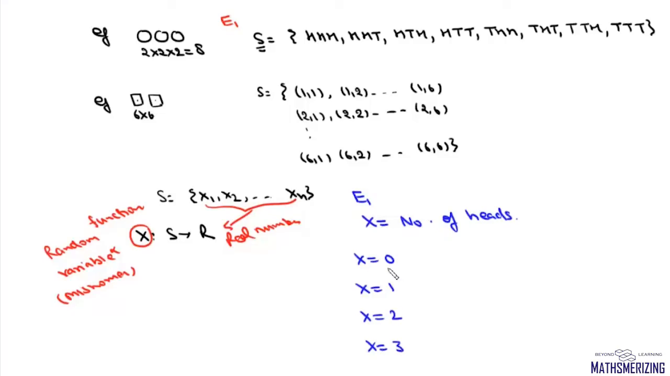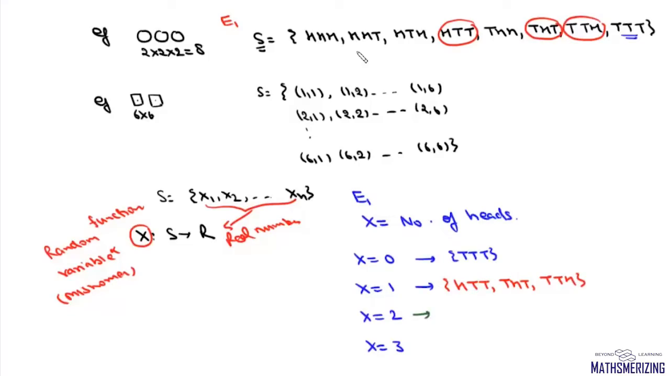Now when X is 0, it means from these 3 coins, we do not get any head. So this value of random variable corresponds to the outcome TTT. Now X is 1, that means one of them is head. Now one head, it is this HTT, THT and TTH. So this X equal to 1 corresponds to these 3 points, HTT, THT and TTH.